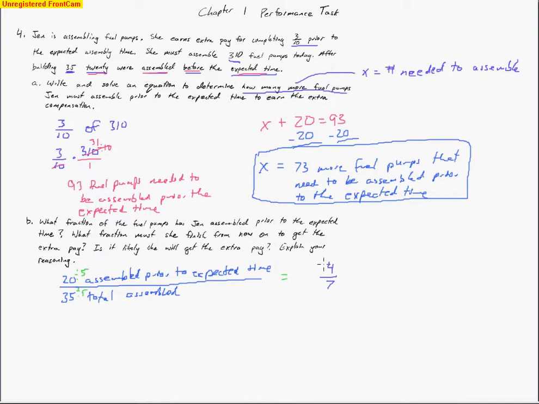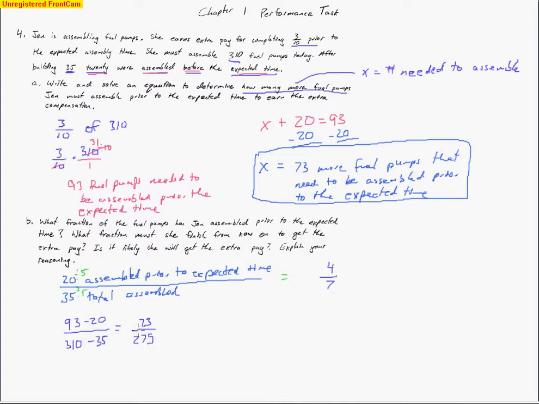So let's read on what they want next. What fraction must she finish from now on to get the extra pay? Well, we know from the problem above that she needs 93. She's already assembled 20, so let's subtract those two numbers. And we know that the total number is 310 that she needs to assemble that day, and she's already assembled 35, so we'll subtract those two numbers. When we do the subtraction, I'm left with 73 over 275.